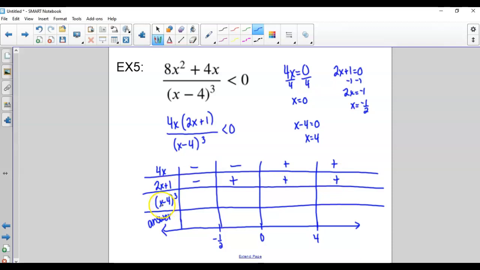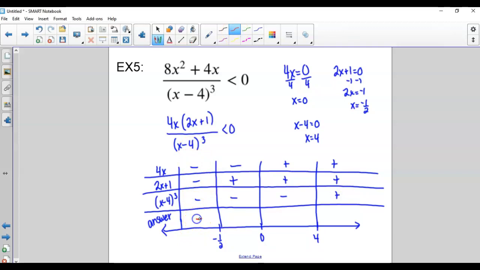Here, I've got x minus 4, so I'm really just thinking about x minus 4, because if I take a negative number and raise it to the third power, it's still going to be negative. If I take a positive number and raise it to the third power, it's still going to be positive. So x minus 4 is really all I've got to think about. And if I plug in a number below negative 1/2, that's still going to give me a negative here. Same thing here, negatives all the way up until you get to 4. At 4, 4 minus 4 is 0, of course, so numbers larger than 4 are going to give you a positive.